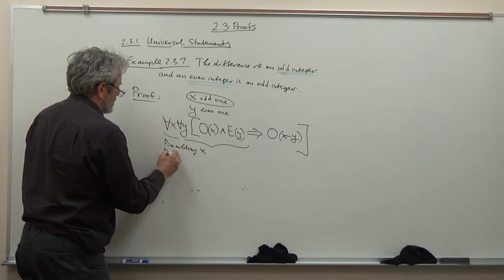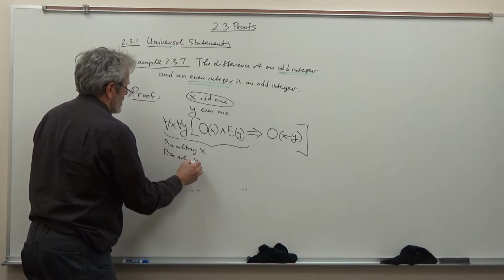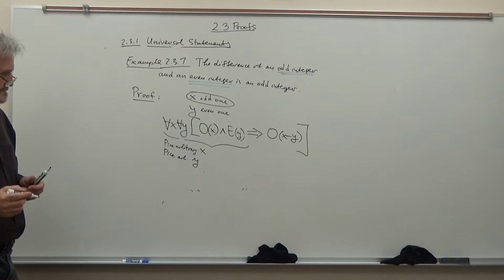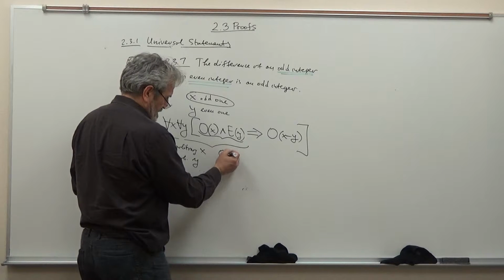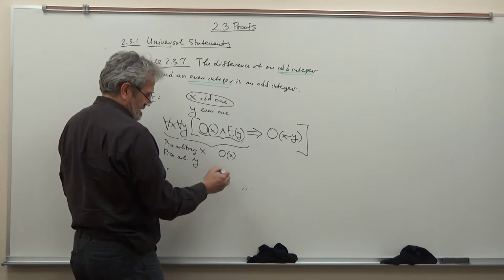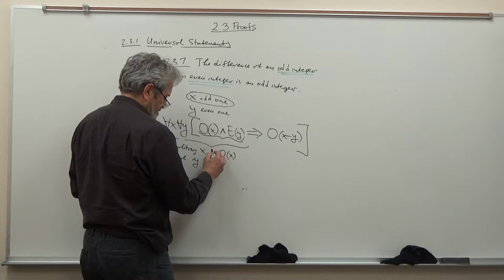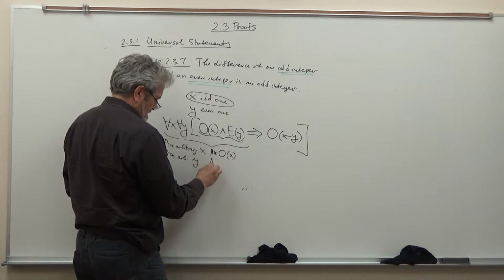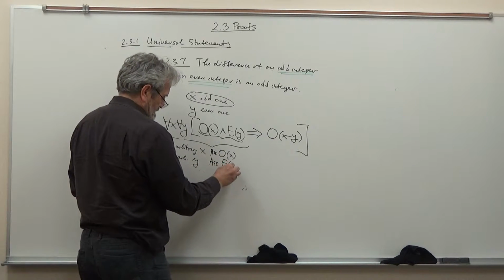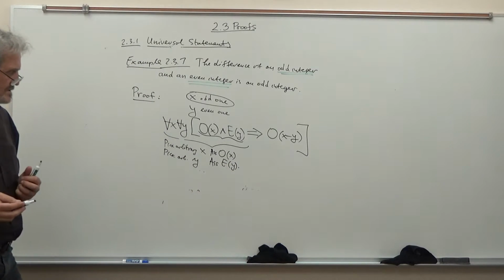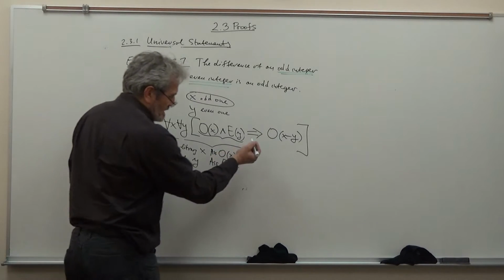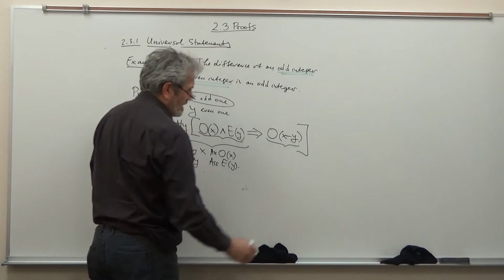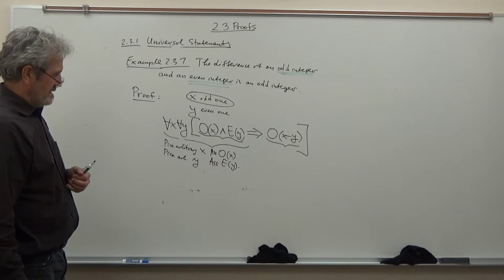And pick arbitrary y. And then what do we assume about them? We assume that it's not really arbitrary. We know that O of x, assume O of x and assume E of y. Okay, so those are our assumptions. And then the only thing is, we want to get that x minus y is odd.